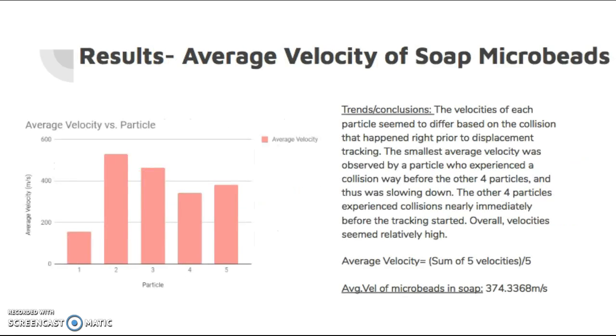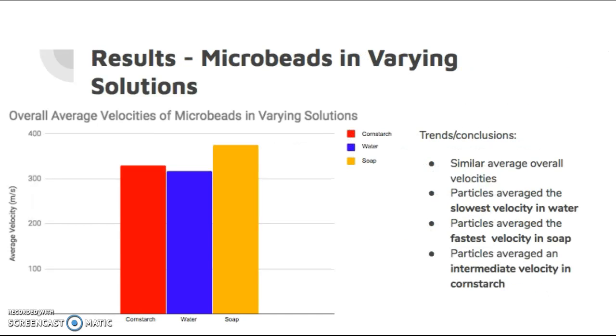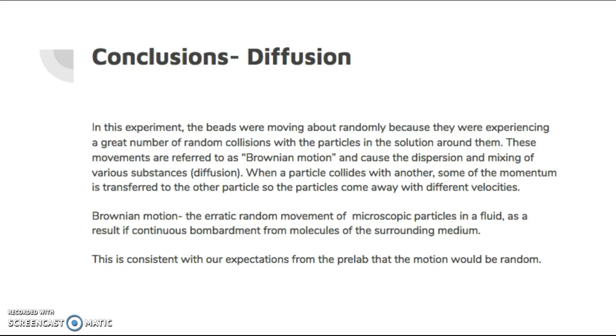After calculating the average velocity of each particle, it seemed that the particles that were in the soap solution tended to have a much higher velocity than the particles in the water or the cornstarch solutions. In conclusion, we found that particles in cornstarch and water had similar average velocities, which were lower than those in soap. In this experiment, we found that our expectations from the pre-lab were consistent with what we actually found, and that the motion of the particles was random.